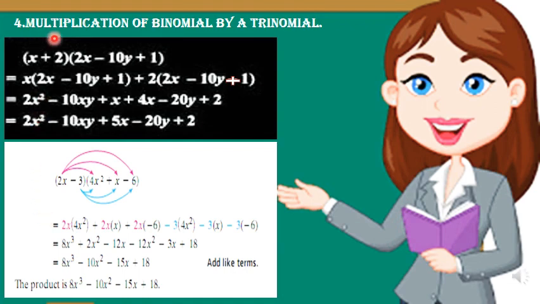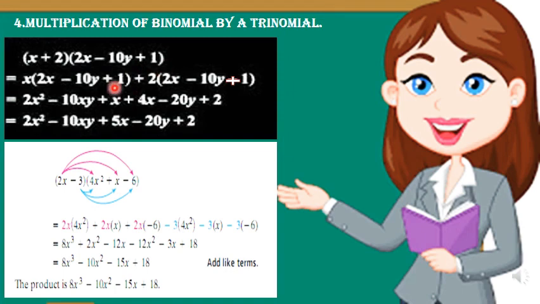So the next type of multiplication is multiplication of a binomial with a trinomial. If you have understood how to multiply a monomial with a monomial, it is going to be very easy to understand this. Now consider this example. x plus 2 is a binomial which is going to be multiplied with a trinomial 2x minus 10y plus 1.